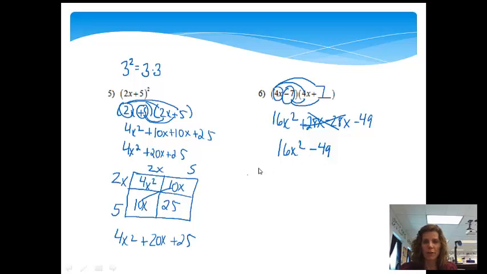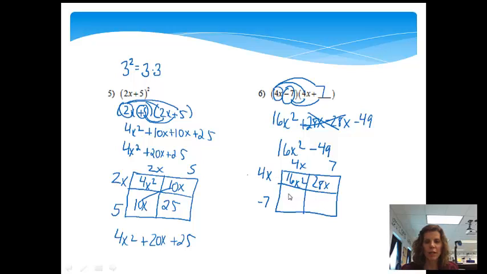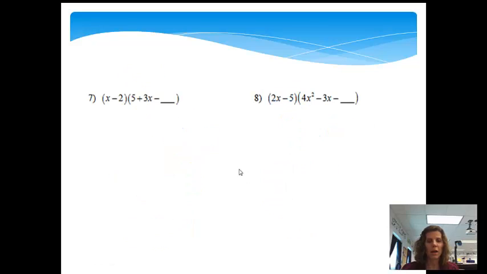All right, if you were to do the rectangular method on this one, I'd get 4x. Don't forget you have to bring down the minus 7, and then 4x and a positive 7. Here, 4x times 4x is 16x squared, 4x times 7 is 28x, negative 7 times 4x is negative 28x, and negative 7 times 7 again is not 0, it's negative 49. So then combining like terms, 16x squared, 28x and negative 28x totally cancel each other out, and we get minus 49.